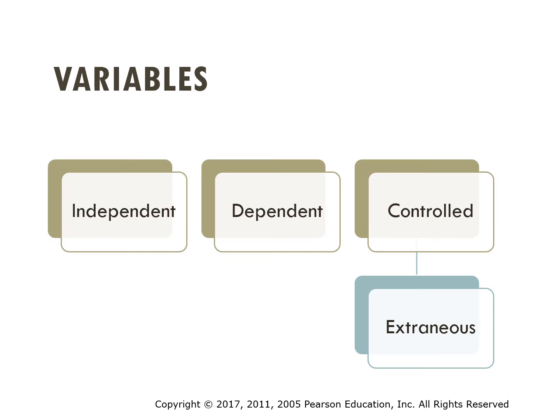The other variables are considered either controlled, if it's a very good study. They will control all of the other variables possible in order to make sure that they are not confounding variables, which we'll talk about later. And then extraneous kind of just means other. So you want to control all of the extraneous variables.